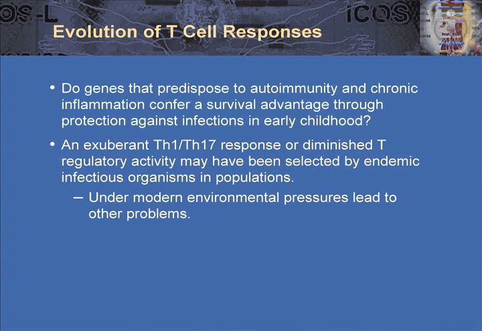Conversely, an exuberant Th1 or Th17 response or diminished T regulatory activity could have possibly been selected for by endemic infectious organisms and populations. However, under modern environmental pressures in the context of hygiene and antimicrobial agents, other environmental pressures could lead to other problems such as autoimmunity and chronic inflammation.